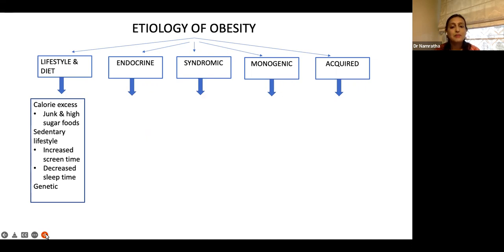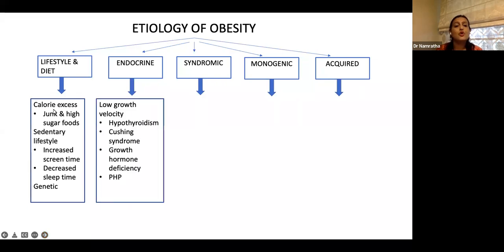These are complex behavioral patterns, which can be seen in certain genetically predisposed individuals as well. So when the environmental factor adds to the genetically predisposed people, it can give rise to exogenous obesity. Endocrine obesity is commonly associated with underlying endocrine disorders such as hypothyroidism, Cushing syndrome, growth hormone deficiency, or pseudo-hypoparathyroidism.